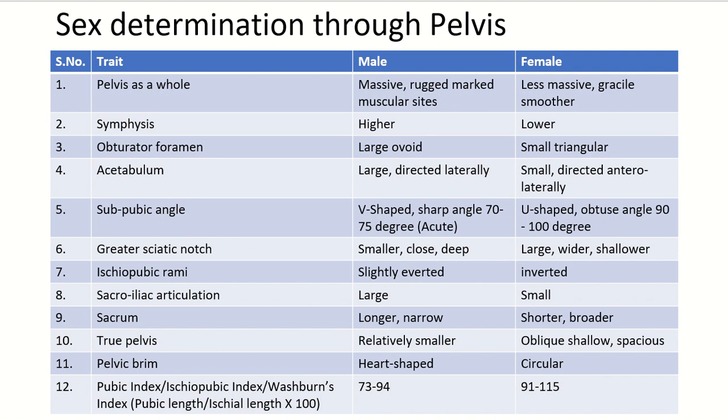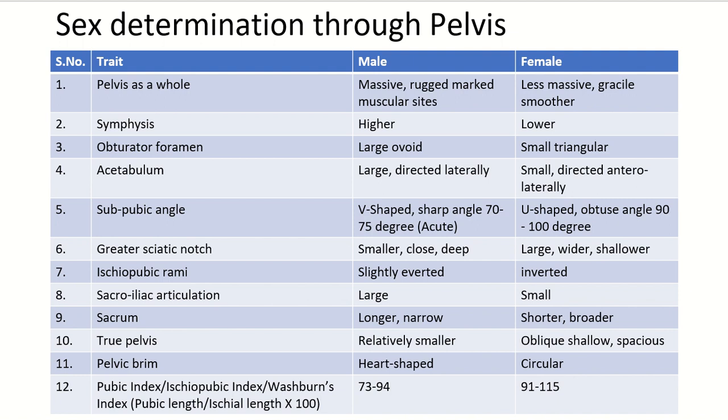The subpubic angle is a V-shaped sharp angle of 70 to 75 degrees, acute, in males. It is an obtuse, U-shaped angle of 90 to 100 degrees in females. The greater sciatic notch is smaller, close, and deep in males, and large, wider, and shallower in females. The ischiopubic rami are slightly everted in males and inverted in females.